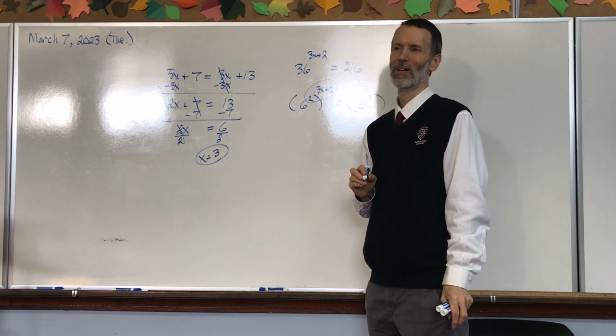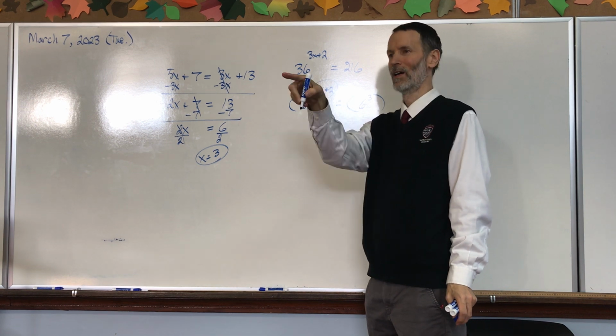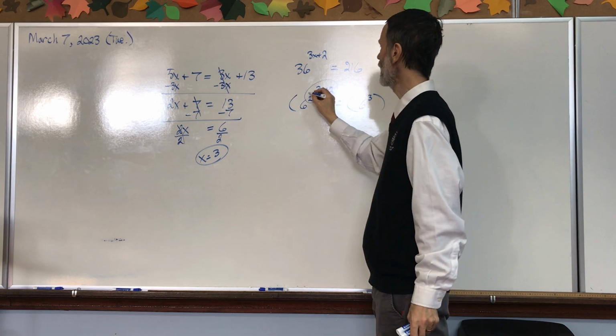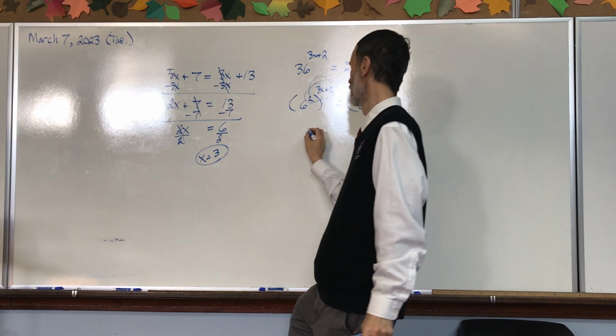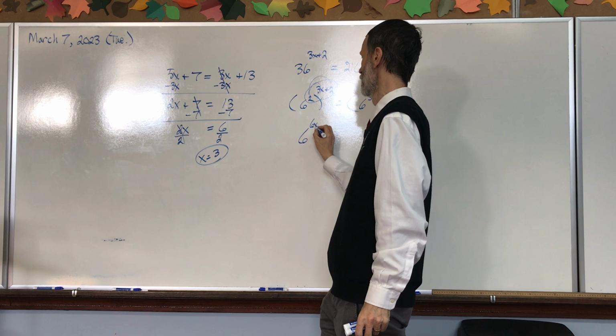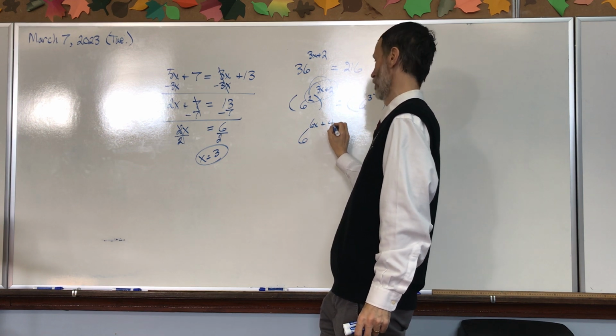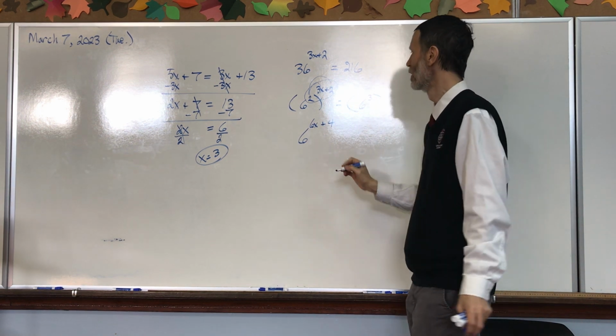What exponent rule? What do you do with power on power? You multiply 2 times this whole thing. Make sure you don't do 6x plus 2. What is it really? 6 to the power of what? 6x plus 4. You see why it's a 4? Because it's 2 times everything.